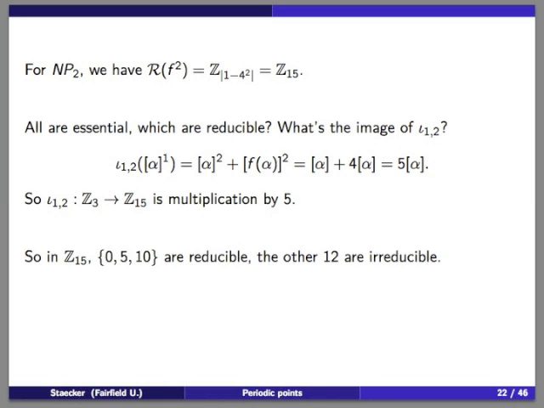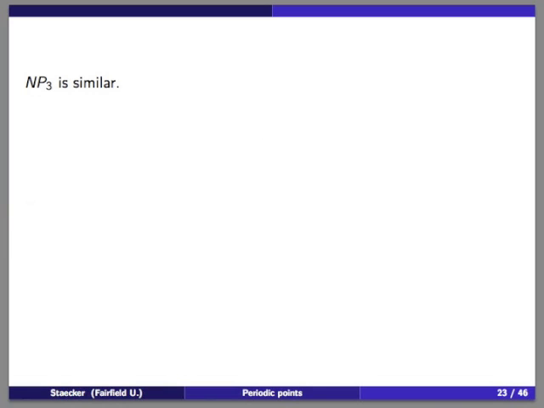So which ones are reducible? They are the ones which are multiples of 5. 0, 5, and 10 are reducible. The other 12 are irreducible, right? And so NP_2 of f is 12. Once you know what you're doing, this is very easy. NP_3 is similar. I'll just say quickly.